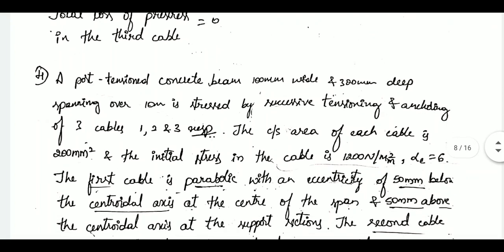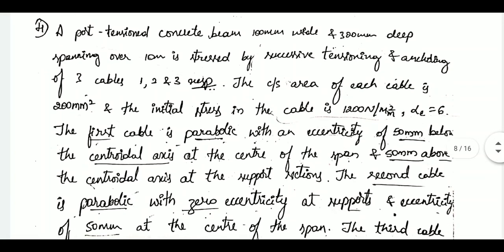And next, a post-tensioned concrete beam, this is the next problem. A post-tensioned concrete beam 100 mm wide, 300 mm deep, spanning 10 meters, is stressed by successive tensioning and anchoring of 3 cables 1, 2, 3 respectively. The cross section of each cable is 200 mm square. For each cable it is given, be careful. The initial stress in the cable is 1200 Newton per mm square. Alpha E, the modular ratio, is 6.